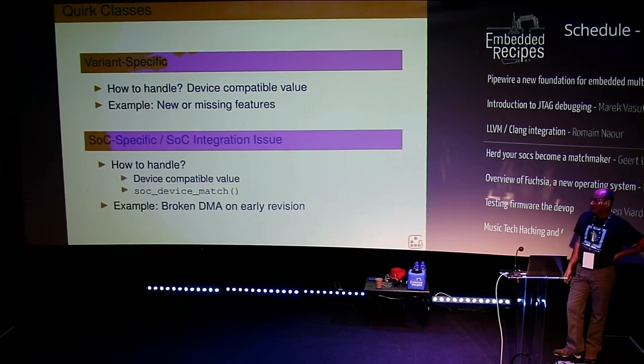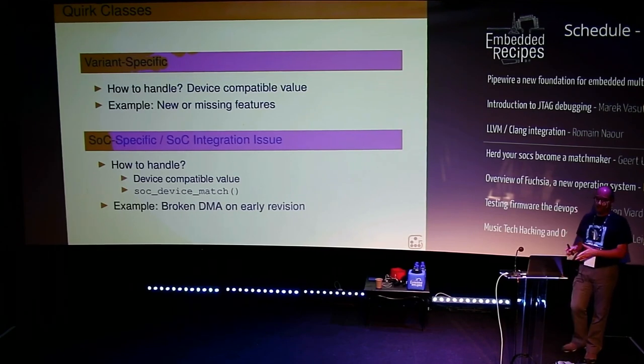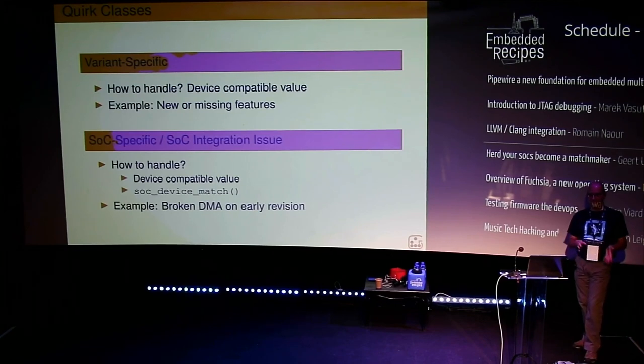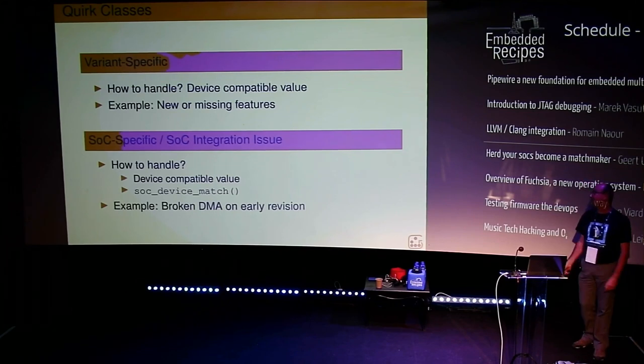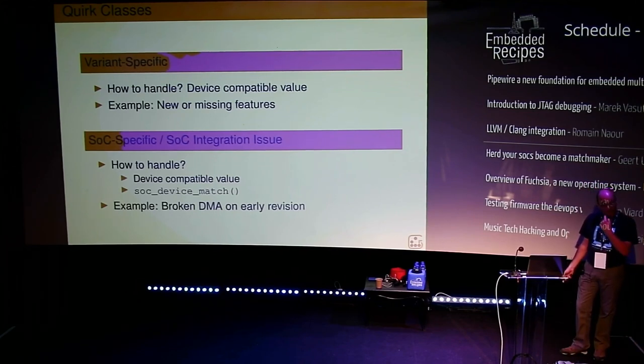In some cases, there are actually issues with the integration of IP cores on the SoC. So the same IP core is reused, but due to some issue, it behaves differently on the new SoC. In that case, you can match on the device compatible value, or if it's only a case for early revisions of the SoC, you may want to check the revision of the SoC. An example of that is if you have a broken DMA on some device in an early revision of the SoC.